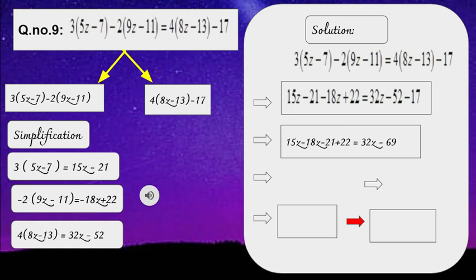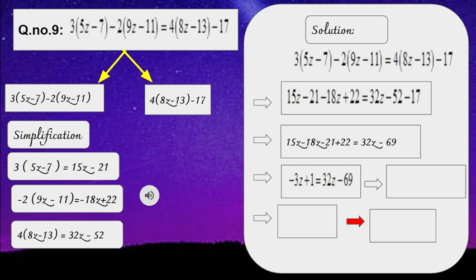Both are negative integers, so add together and put the sign. 52 plus 17 is 69, so minus 69. Now we can solve 15z minus 18z, that means minus 3z, and minus 21 plus 22 is equal to plus 1. The right side is the same numbers. So minus 3z plus 1 is equal to 32z minus 69.